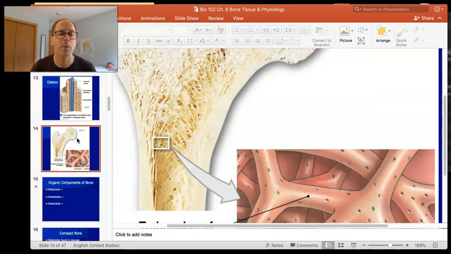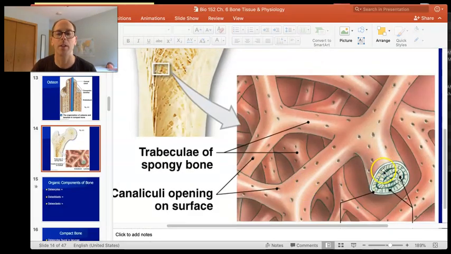Now the spongy bone is actually made of a very similar thing. It's made of these concentric rings. There's no central canal, but you do have these central rings, or these concentric rings with these lacunae, and you have these osteocytes, these bone cells within them.